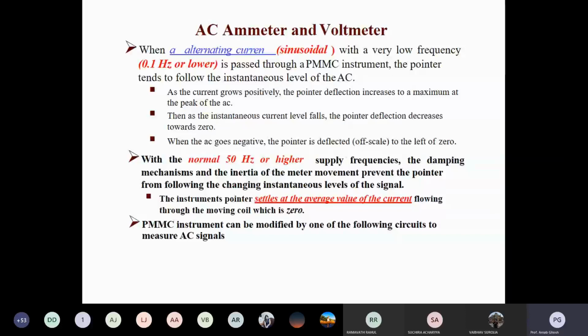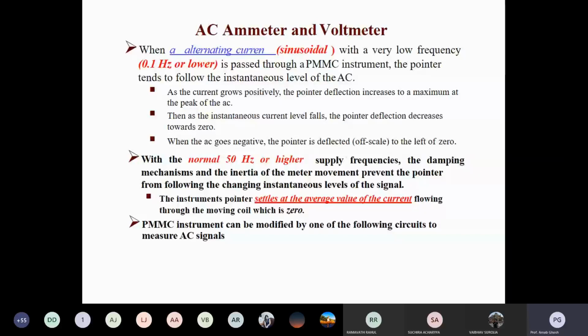So normally we are using that bridge circuit for measurement of AC quantity. So what is written over here? When an alternating current, that means sinusoidal, with a very low frequency, 0.1 Hz or lower, is passed through the PMMC instrument, the pointer tends to follow the instantaneous level of the AC.